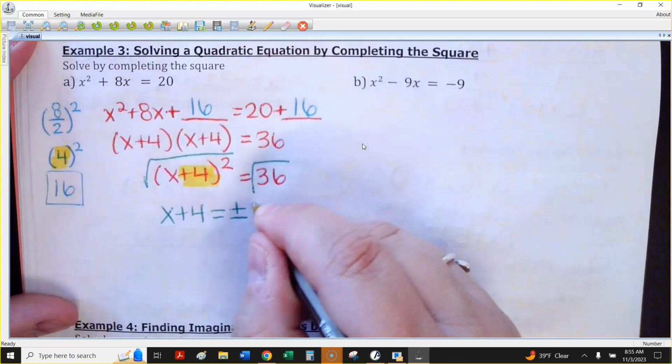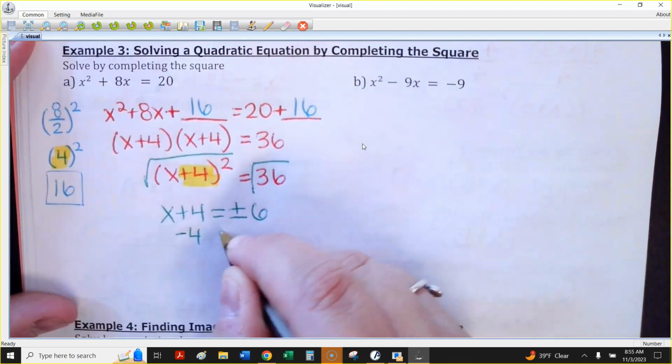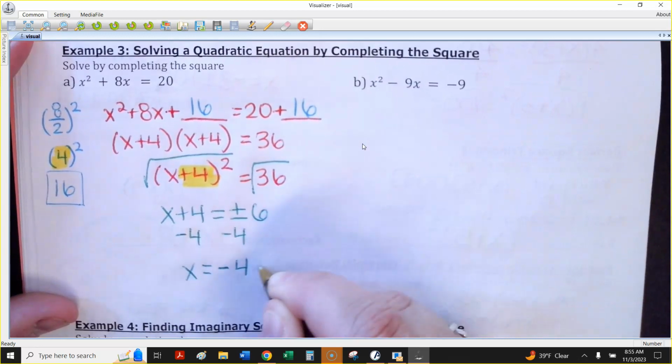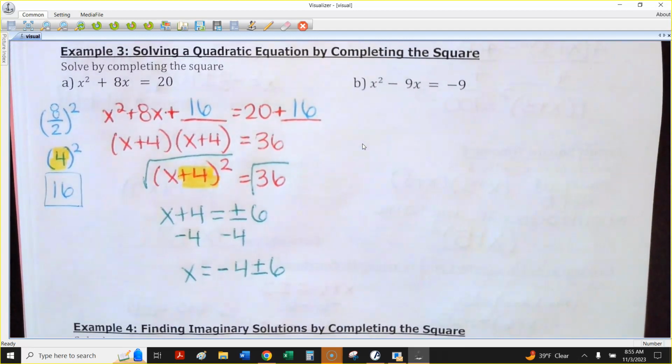6. All right, so this will be kind of similar to that very first question we did today on the notes. I'm going to move the 4 to the other side by subtracting it. So I have negative 4 plus or minus 6. Now, if that 6 has an i, we're done. If it has a radical, we're done. It doesn't, so we're going to have to go a little bit further.